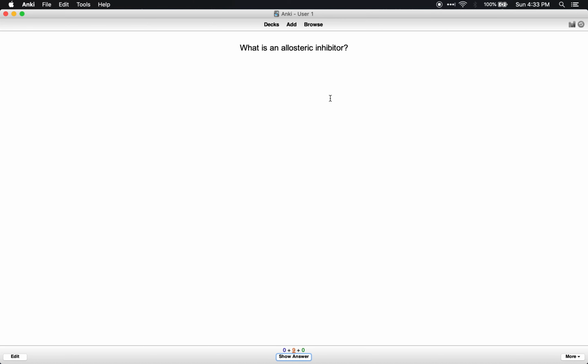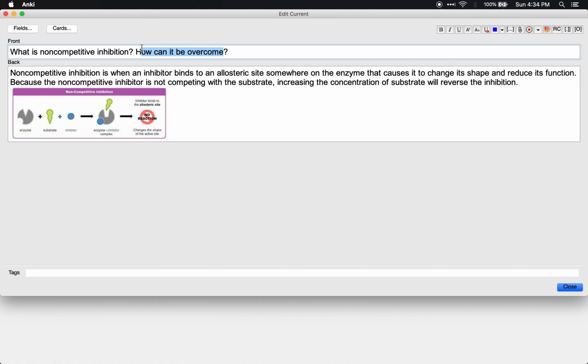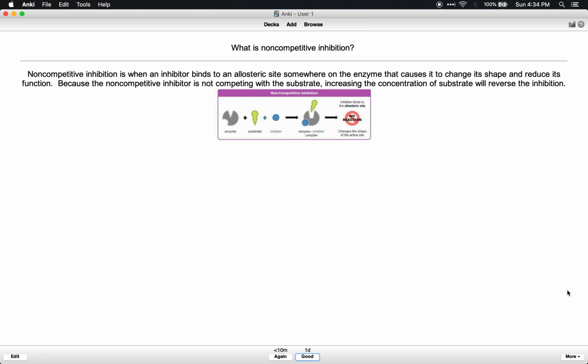An allosteric inhibitor binds to the allosteric site of the enzyme and inhibits its function. Kcat is the catalytic rate constant for the forward reaction of an enzyme-catalyzed reaction. Non-competitive inhibition is when the inhibitor binds to an allosteric site somewhere else, and increasing substrate concentration would not reverse the inhibition.